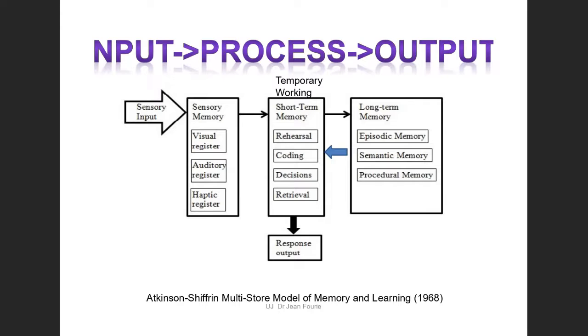Okay, so this is a more detailed diagram of the input processing output model. It was first put forward by Atkinson and Shiffrin, and it is called the multi-store model of memory and learning. And this model gives us a very good framework for understanding what is happening inside the working memory of a person. So the sensory input comes into the human brain via those particular senses I spoke about.